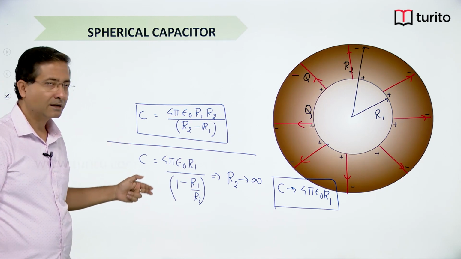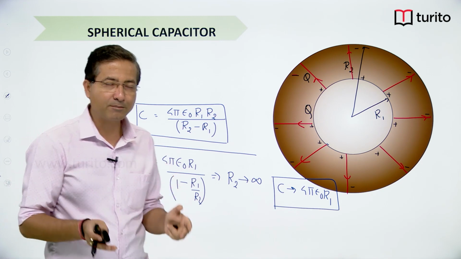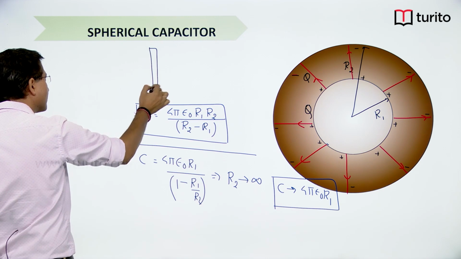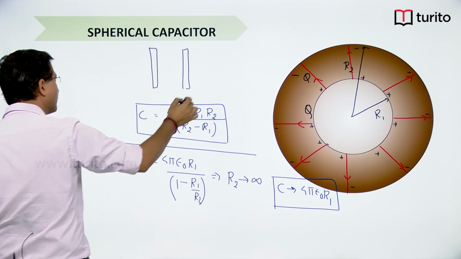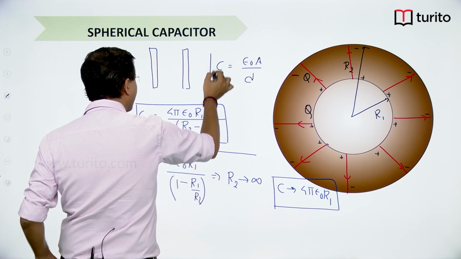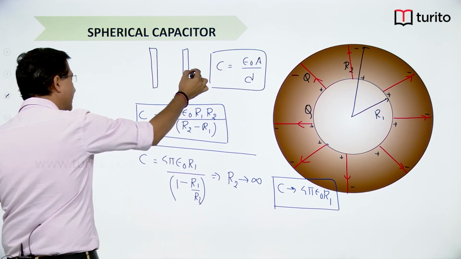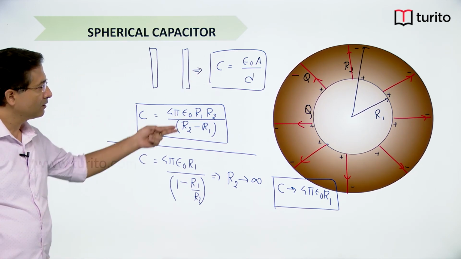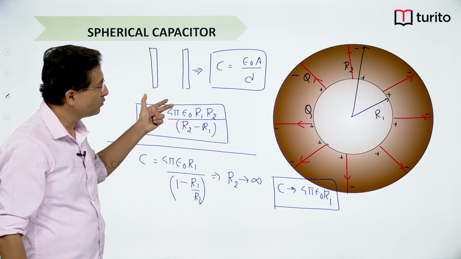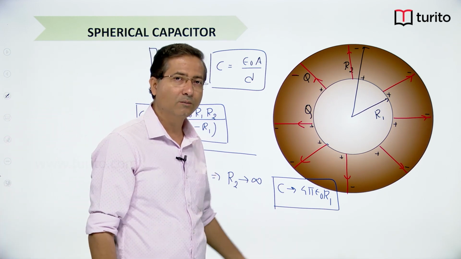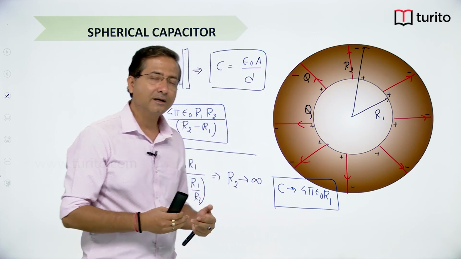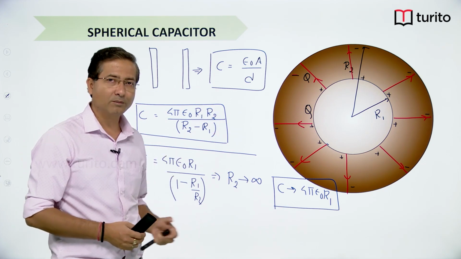So, in today's class we have seen the capacitance of a parallel plate capacitor. What was the expression? C is equal to epsilon naught A by d for parallel plate, and for a spherical capacitor this is the expression, right. In the next class, tomorrow's class, we will talk about cylindrical capacitor and we will take up other arrangements also, so that we will understand how to apply the formula, right.